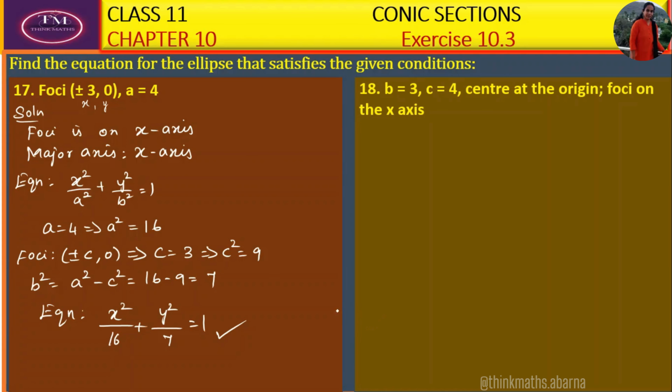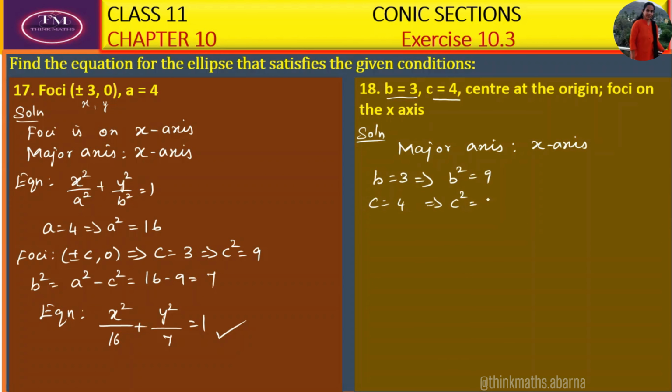Clear children? Next, 18th one. B is equal to 3, c is equal to 4. Center is at the origin, foci is on x-axis. So all the data are given. Foci is on x-axis. So therefore, it means major axis is x-axis. And the value of b is given. B is equal to 3. That means b square equal to 9. C value is 4. That means c square equal to 16.